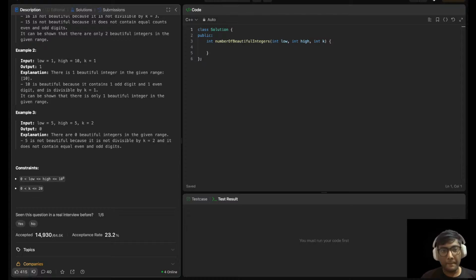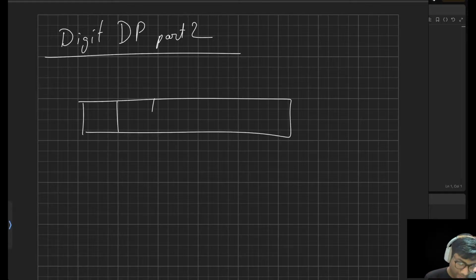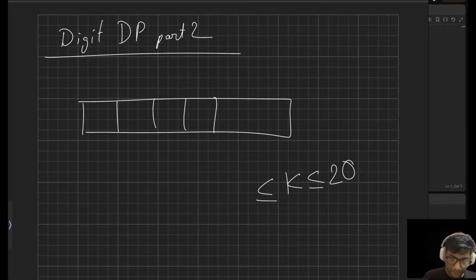Let's go back. Imagine we start putting in digits. One important thing to observe is that k is up to 20. So maybe this gives us a little bit of a hint. Let's say I put a digit 2 here, and let's say the value of k is 5. So what is 2 modulo 5?